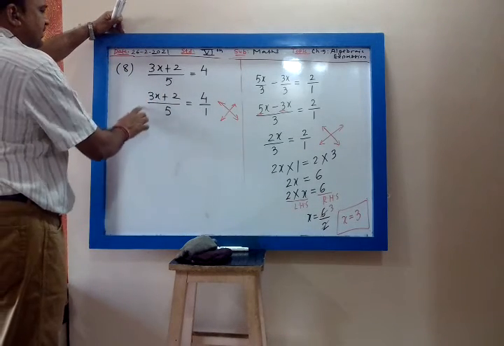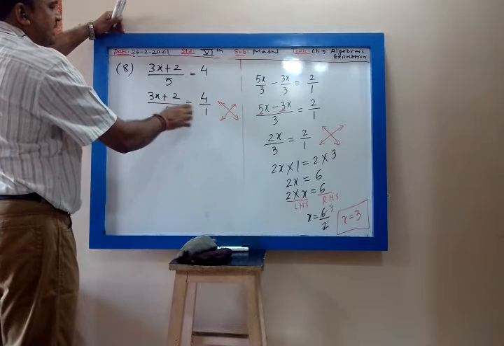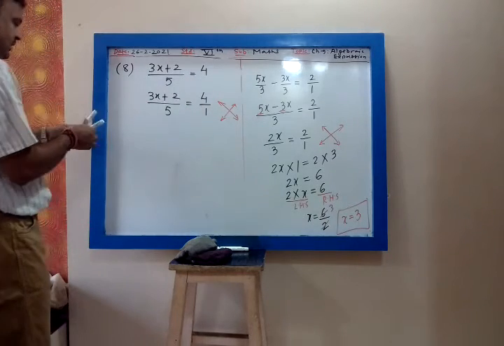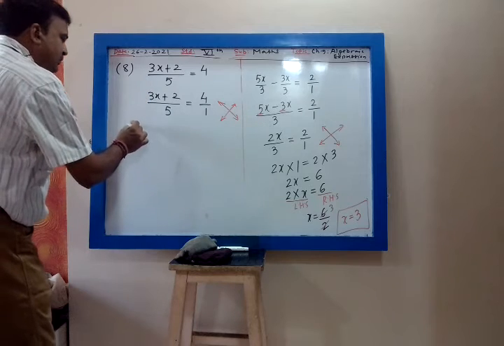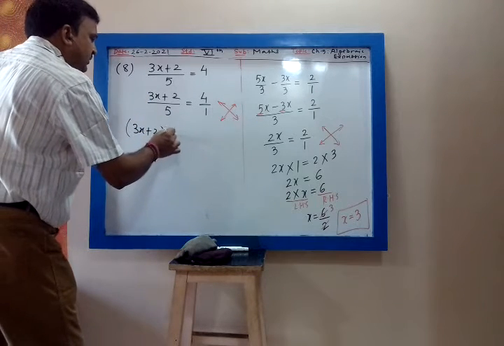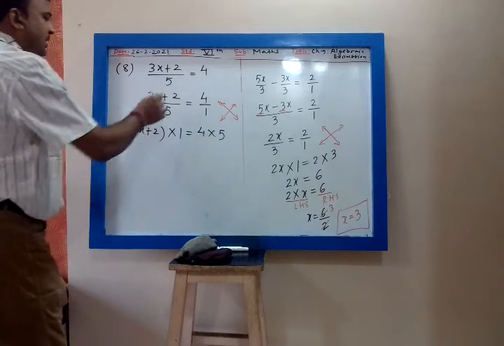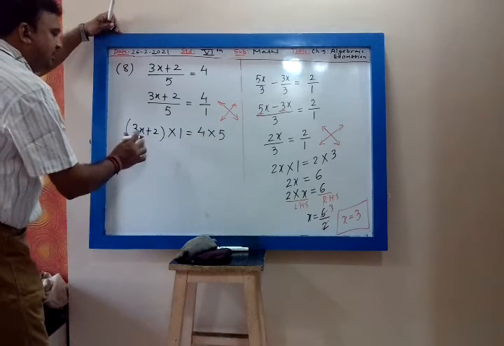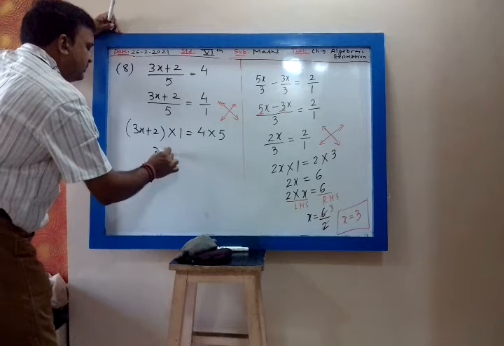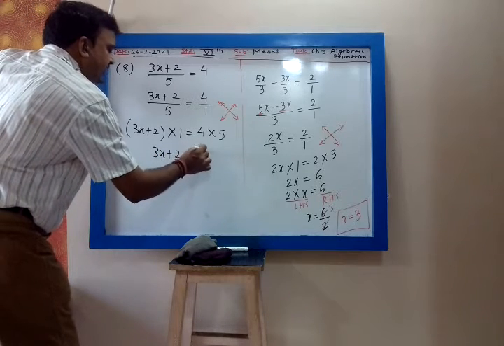This is one fraction. This is the other fraction. So whenever there is equality of fractions, we cross multiply. So you will get 3x plus 2 into 1 is equal to 4 into 5. Cross multiply. So 1 multiplied with 3x plus 2 will give you 3x plus 2 is equal to 5 into 4, 20. 5 fours are 20.